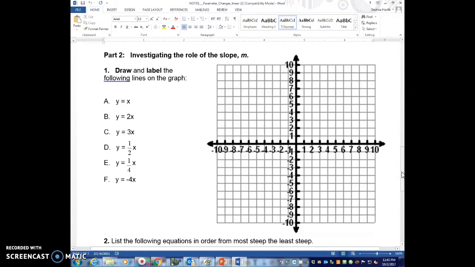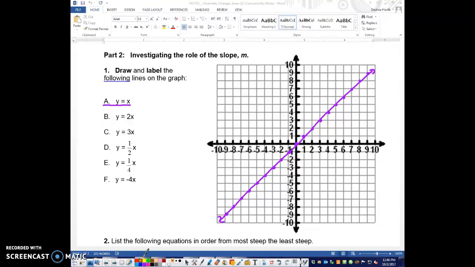Now part 2. Now we're going to see how the slope changes the graphs. So first off, we're going to start with y equals x. So the y-intercept is 0. The slope is 1 over 1. Connect those dots. Draw those arrows. All right.